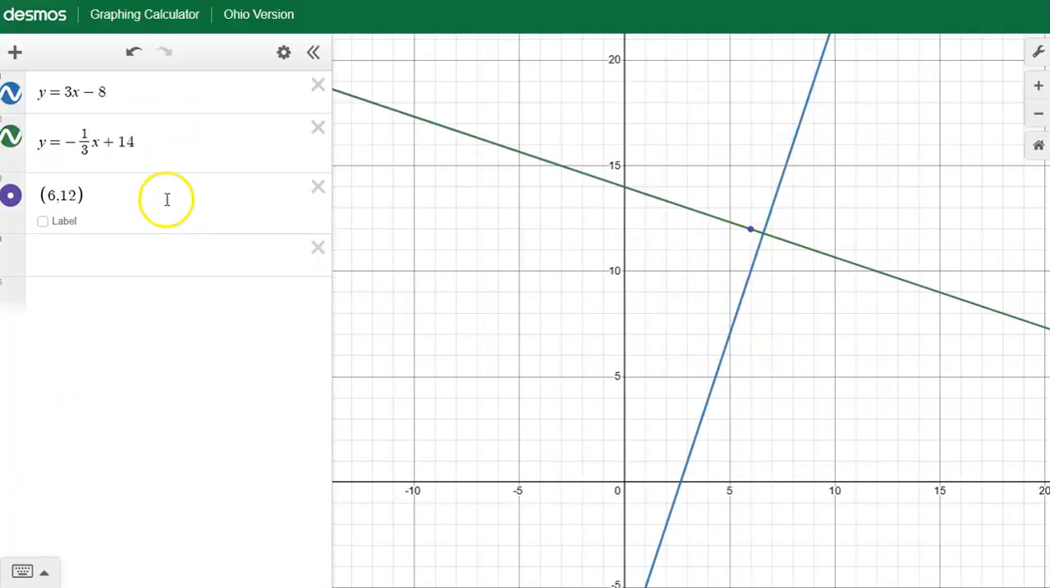Okay, so I went ahead and I graphed the original line, y equals 3x minus 8, and my new line, y equals negative 1/3 x plus 14. I graphed both of those in Desmos. We can see right away that when they intersect, we see this right angle, this 90-degree angle that was created here. So we can see that they are indeed perpendicular. And then on top of that, I went ahead and graphed the point 6, 12, and this green line, y equals negative 1/3 x plus 14 goes right through the point 6, 12. And so I know that I did it correctly.